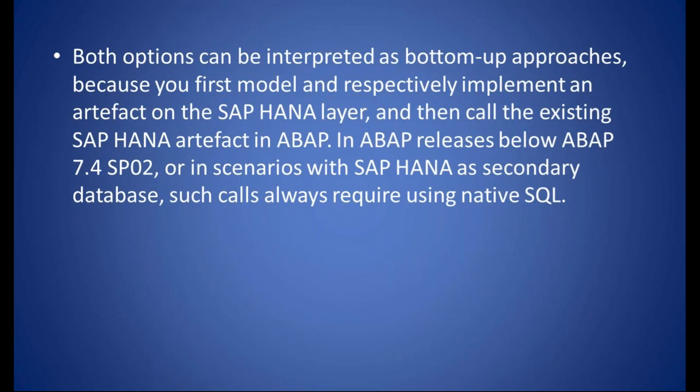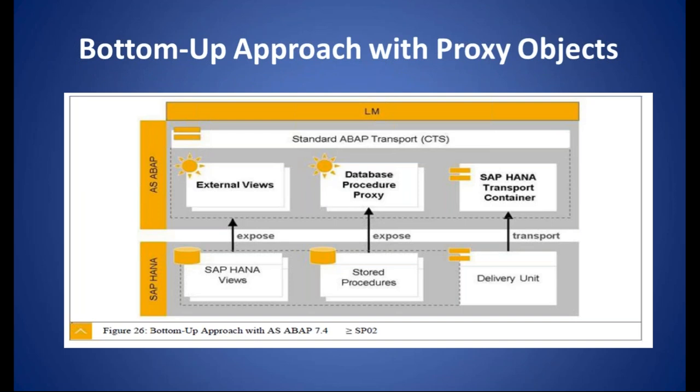Both options can be interpreted as bottom-up approaches, because you first model and respectively implement the artifacts in the HANA layer, then call the existing artifact in ABAP. In ABAP releases below ABAP 7.4, or in scenarios with SAP HANA as a secondary database, such calls always require using native SQL statements. I'll explain this on the system. This is a bottom-up approach with proxy objects.